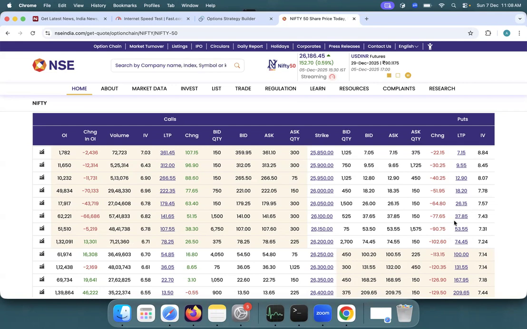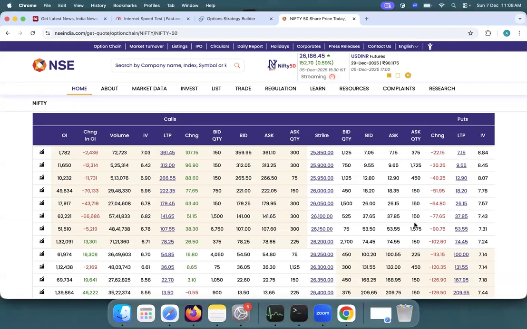So when the market goes down, one way you can make money is buy a put option and hope, based on analysis, that the market goes below this strike price. Whatever premium you are gaining here will be your profit, subtracted by the amount that you have given. So if this becomes 50, you gain 13 rupees. If the market closes at 26,000, this will become 100, so you will gain 100 minus 37, which is 63 rupees.